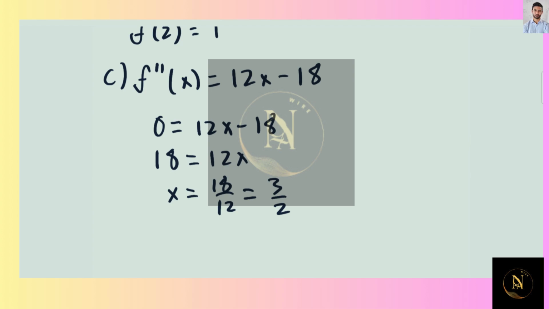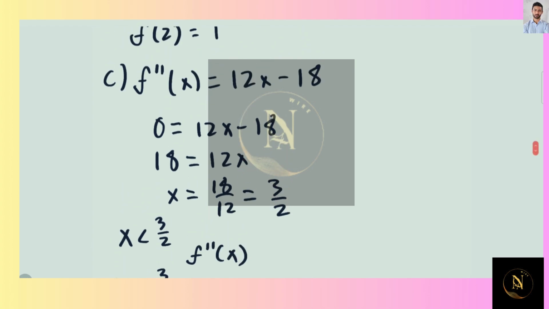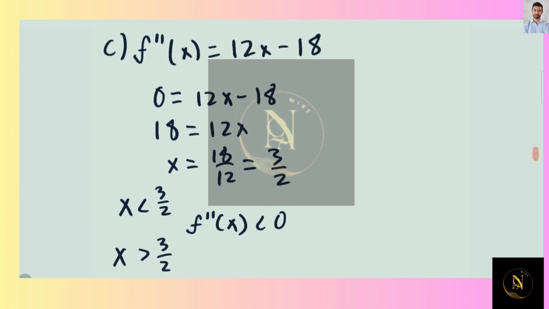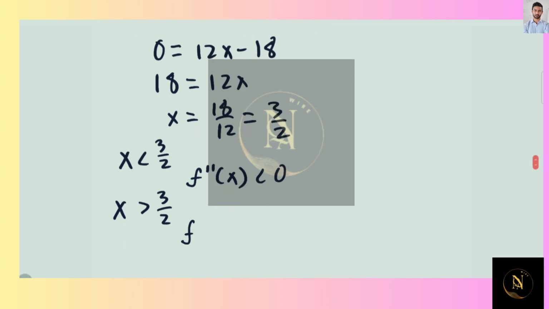point. So what we want to do is look at values of x that are less than 3 over 2, and then look at values of x that are greater than 3 over 2, and see the sign of our second derivative. If the sign of our second derivative is positive, that means we're concave up, and if it is negative, that means we're concave down. So if we plug in a value of x that's less than 3 halves, let's just say 0, we get 0 minus 18, which is negative, so our second derivative is negative on that interval. And if we plug in a value that is greater than 3 over 2, let's just say 2, we get 24 minus 18, which is positive, so our second derivative is positive on this interval.